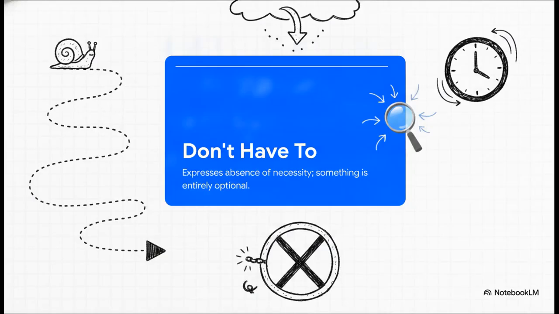And that brings us to the absolute biggest learner myth we are going to bust today. Don't have to. This phrase simply expresses an absence of necessity. It literally just means something is entirely optional. If you don't have to hurry, it means you can take your time. You still could hurry if you really wanted to, but the pressure is totally off. It absolutely, definitively does not mean prohibited.